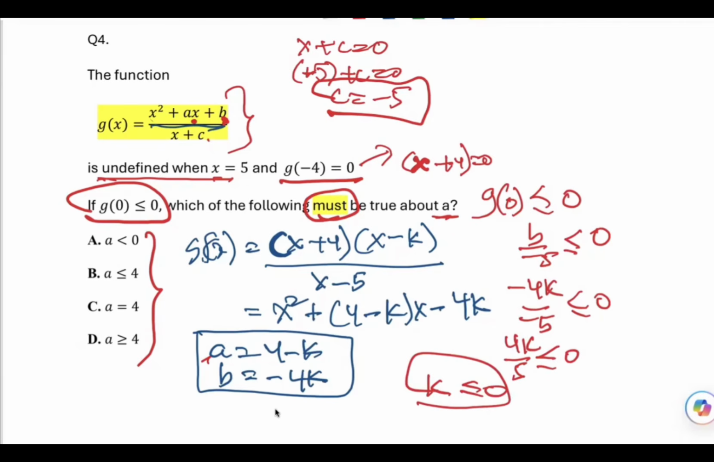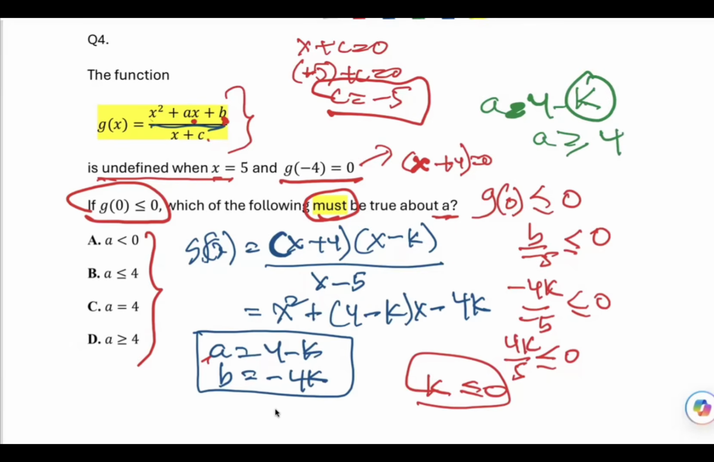What do you think a is going to be? You're done. This is how you think critically using the numbers. I know a is equal to 4 minus k. If k is less than or equal to 0, no matter what I'm going to do, a is going to be greater than or equal to 4. Because the lowest number I'm going to pick here is k equal to 0, right? This is the way you should think about it. Therefore, a should be greater than or equal to 4 because this is 0. That's the lowest number it can be.